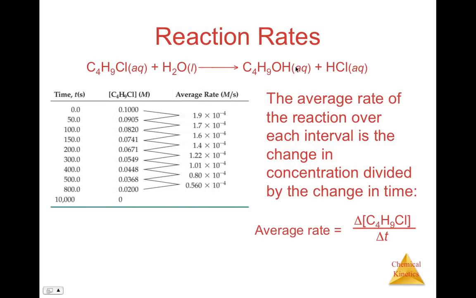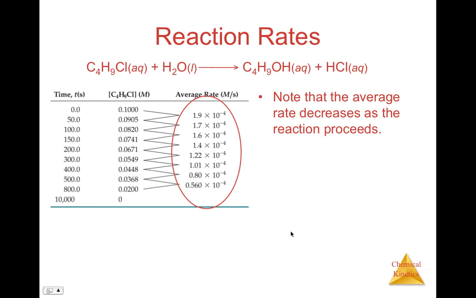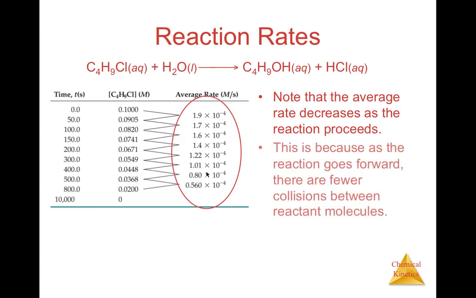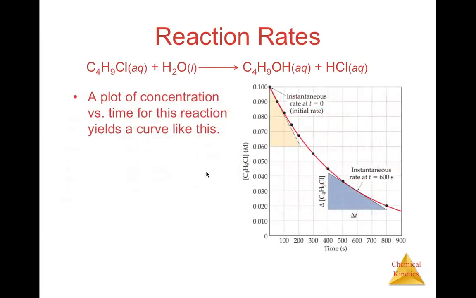The average rate of the reaction over each interval is the change in concentration divided by the change in time. Remember, triangle means change, so we look at change in concentration divided by change in time. That is the average rate. Note that the average rate decreases as the reaction proceeds, and that kind of makes sense because there's less of this stuff, less collisions of it, so the rate decreases as you go along. This is because as the reaction goes forwards, there are fewer collisions between the molecules.